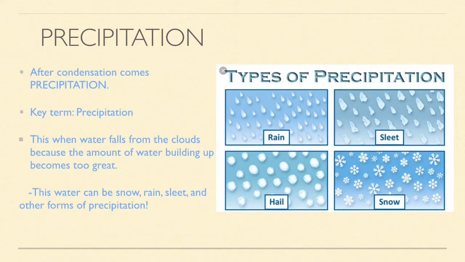After condensation comes precipitation. Precipitation happens when water falls from the clouds. And this happens because the amount of water in clouds becomes so great that snow, rain, sleet, or hail begin to fall from the clouds.